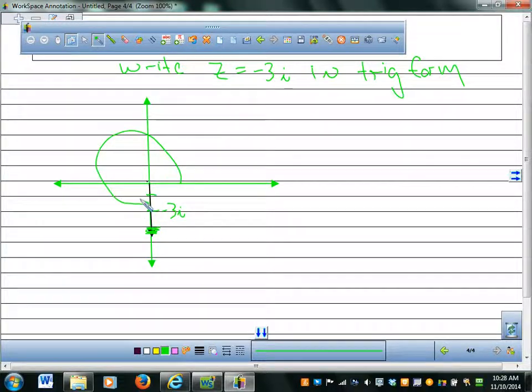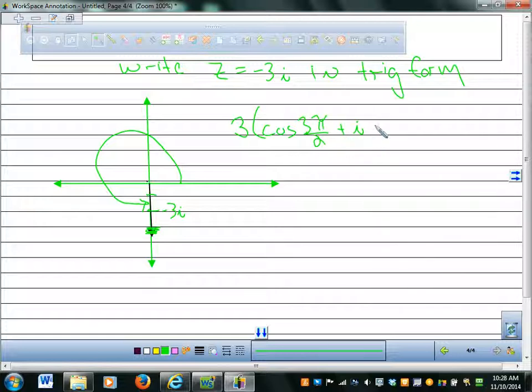What's the angle from here to here? It'd be 270 degrees, or 3 pi over 2 radians. What's the modulus? How long is this vector? It's positive 3. The length of it is 3. So I could just rewrite this in trig form as 3 times the cosine of 3 pi over 2 plus i sine of 3 pi over 2. Where did I get 3 from? Because the original complex number is just 3 straight down.